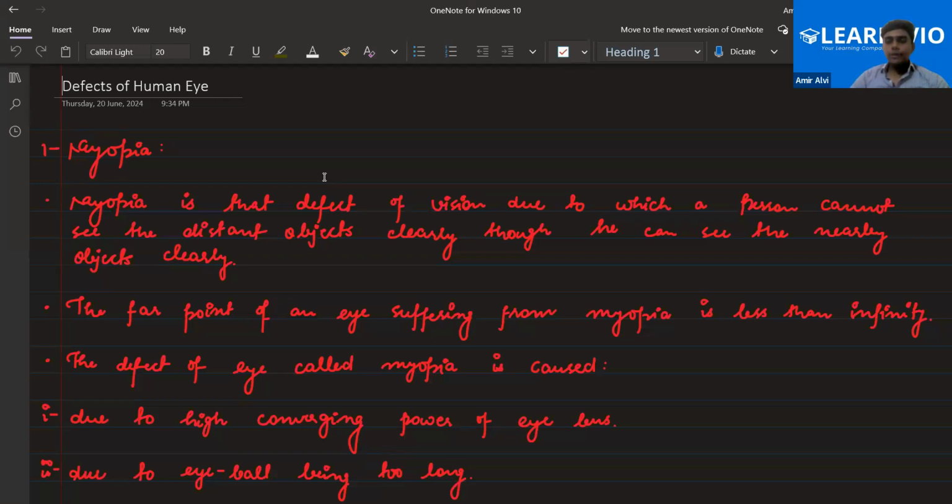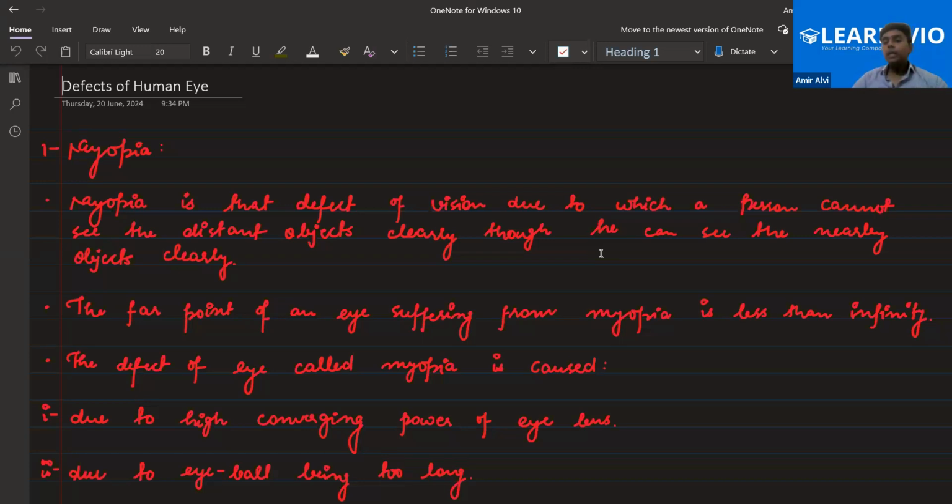Myopia is the defect of vision due to which the person cannot see distant objects clearly, but can see nearby objects clearly. It means that the far point of the eye suffering from myopia is less than infinity, because the myopic eye's far point is shifted towards the eye. It will be less than infinity. Am I clear to all of you? The person will not be able to see at a larger distance, so the far point is decreased.